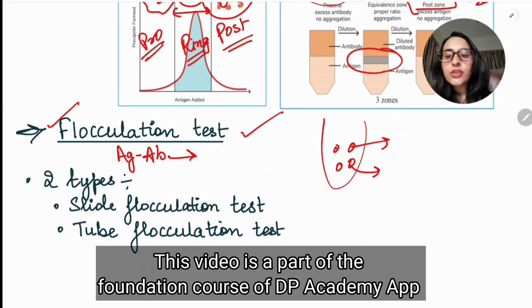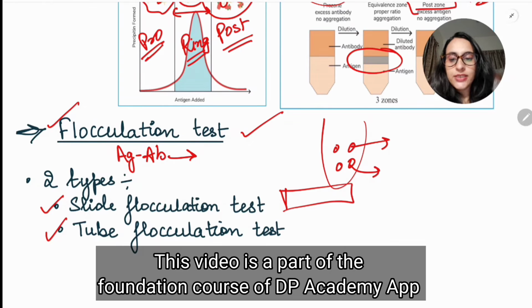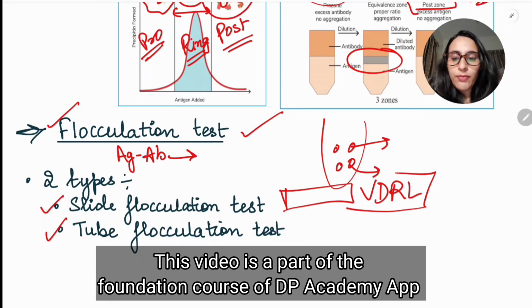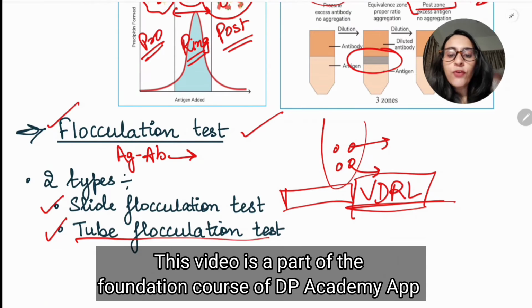This flocculation can be either on a slide or in a test tube. If it is done on a slide, it is known as the slide flocculation test. An example of this test is VDRL. If you remember, the most common test done for Treponema pallidum, for syphilis, is VDRL.